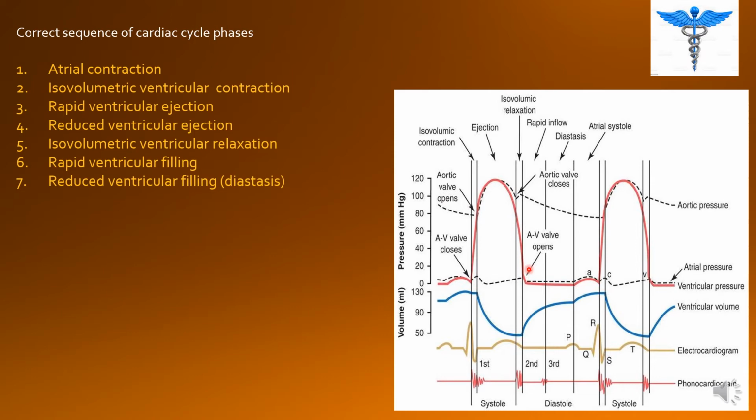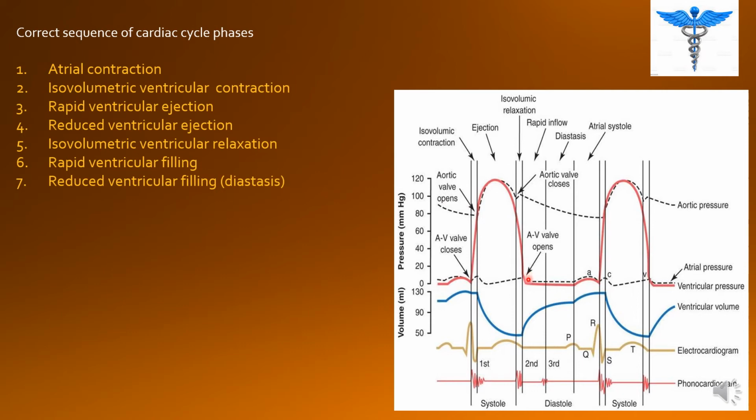Now first the flow will be rapid from the atria into the ventricles, and that will produce the third sound, right? The third sound will be produced when there is a rapid inflow of blood from the atria into the ventricles, right, through the mitral valve or the bicuspid valve or the tricuspid valve, right?